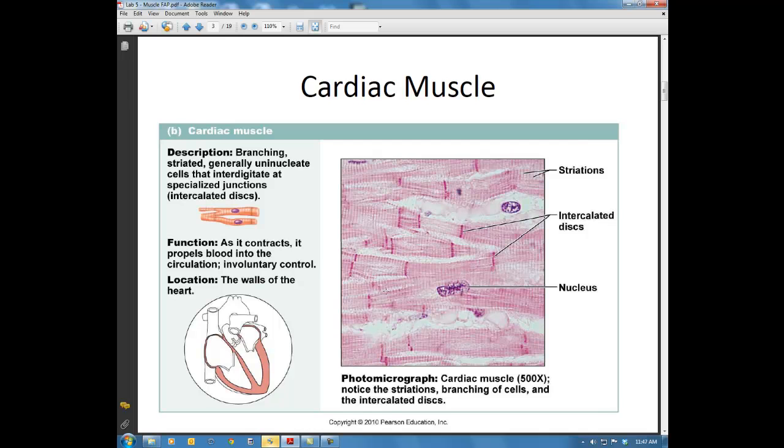So when you see these vertical stripes, those are called striations, and we find that in cardiac muscle as well as skeletal muscle. But again, these cells are branched, so you're going to see some open spaces between those cells when you look at them on a tissue slide.